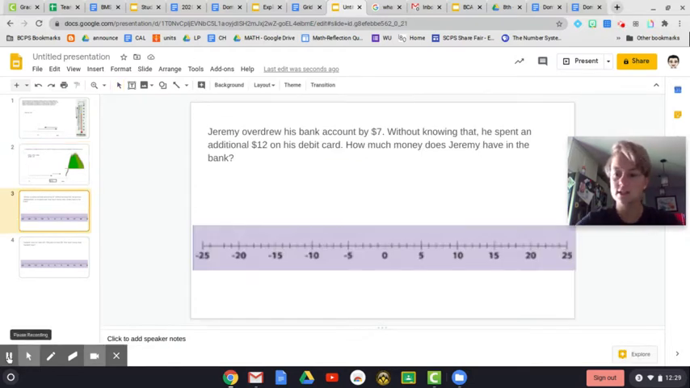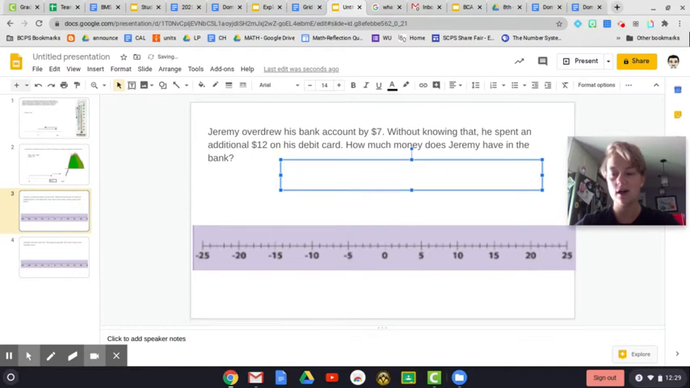All right, let's consider some more complex cases. We have another real-world scenario. Jeremy overdrew his bank account by $7. Without knowing that, he spent an additional $12 on his debit card. How much money does Jeremy have in the bank? So it sounds like if he overdrew his bank account, that's code for saying he had negative $7. And then he spent an additional $12 on his debit card. So we have to take $12 away from that amount to find out how much he has spent altogether.